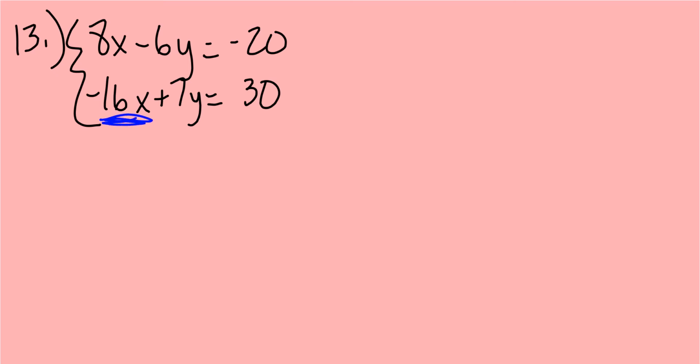Now step 2 is I'm going to focus on the x's. I want the x's to cancel. I wish that this 8x right here could turn into positive 16x, because then it would cancel with this bottom x. So I'm going to do that by multiplying everything by 2. Make sure you multiply all three things by 2.